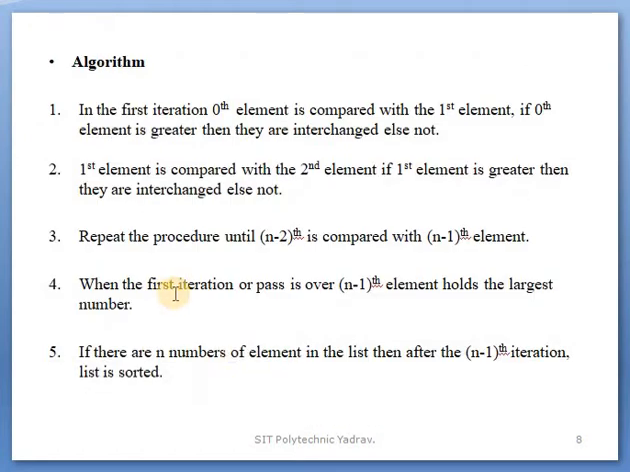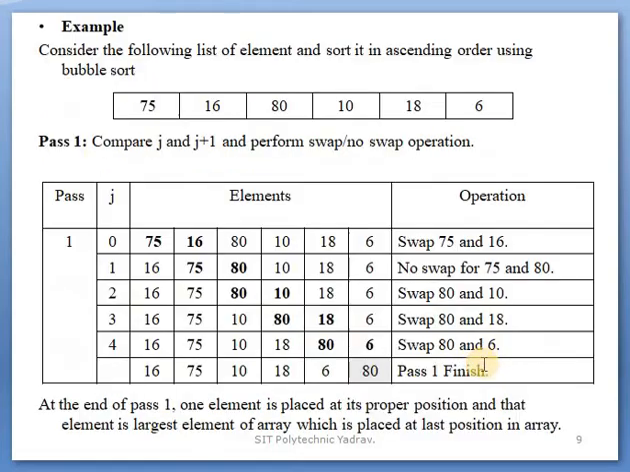For n elements, the number of passes is n minus 1. Here the number of elements is 6, so 5 passes will be created. Is that clear?